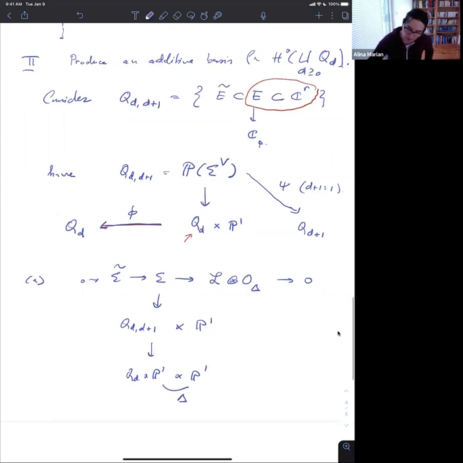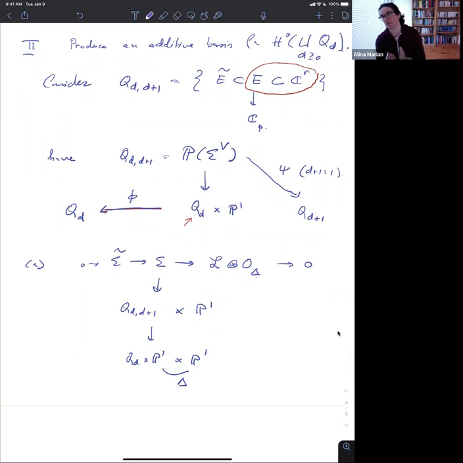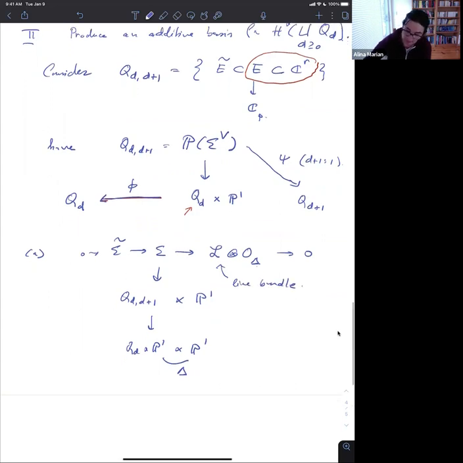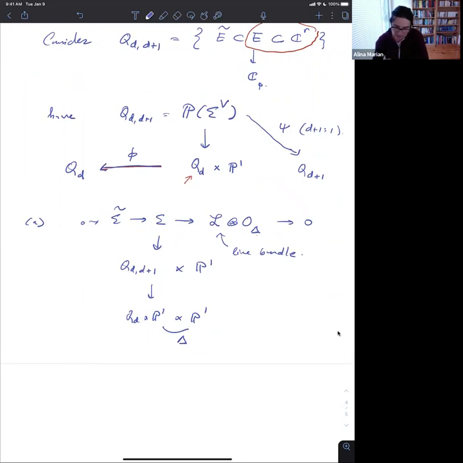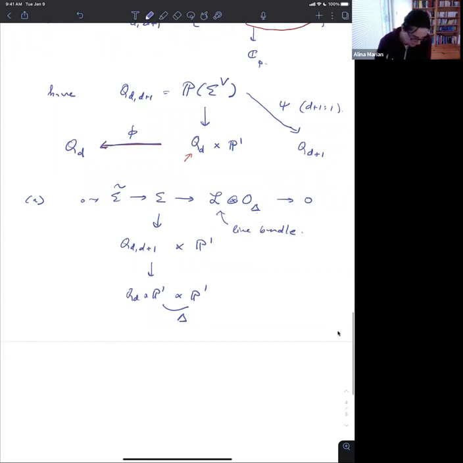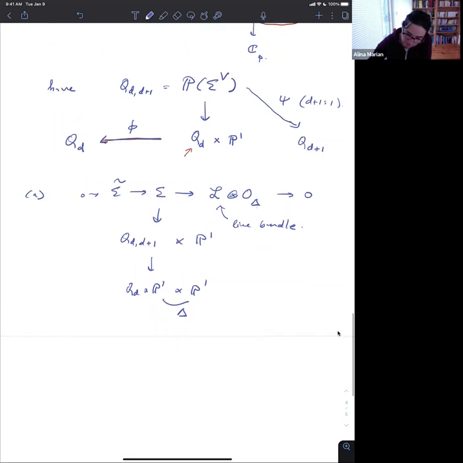And then there's this L, which is just a hyperplane line bundle, the hyperplane bundle of this projective bundle. So this is a fundamental universal sequence which connects the two sides on QD,D+1. And then of course, this is just the exact sequence of this projective bundle.